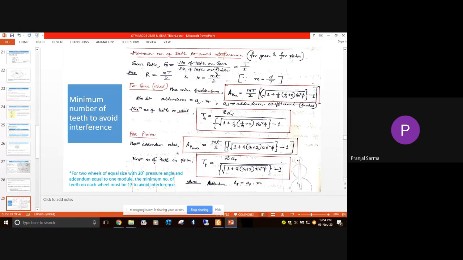So what are the terminologies that we have already discussed? Gear ratio we have already discussed. It is nothing but the number of teeth on the gear to the number of teeth on the pinion. It is generally denoted by capital G. It can be written as capital T by small t.